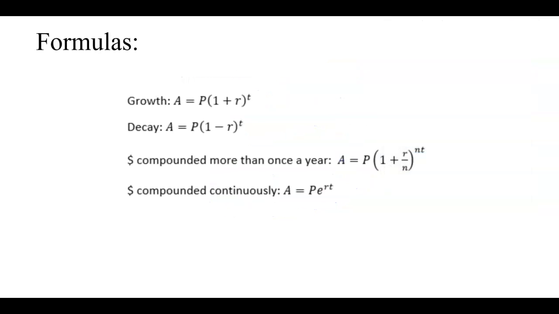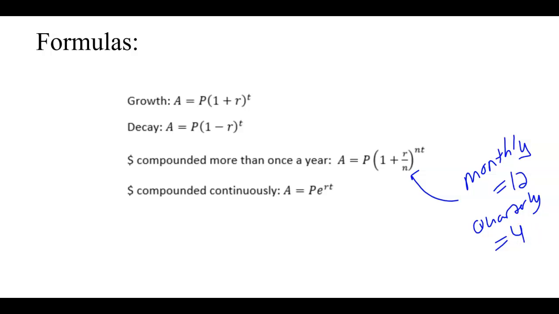Okay. And here are all the formulas that you might need on that page. So growth is this top one here. You can write these down if you want. Decay. Money compounded more than once a year, like money that's compounded quarterly or monthly. Remember, N is the number of times a year. So monthly would be 12, or quarterly would be 4. So N is however many times a year. And if money's being compounded continuously, then they'll use P, E to the RT. Okay, but only if you see the word continuously and you're talking about money.